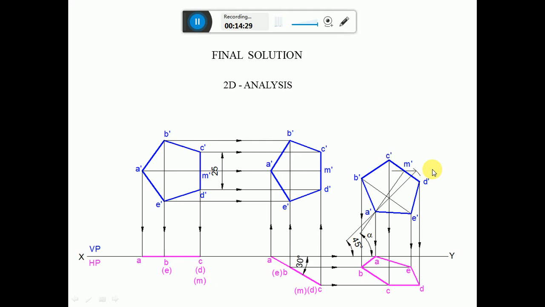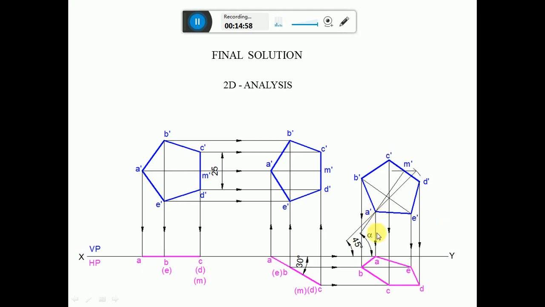Now join A dash to B dash, B dash to C dash, C dash to D dash, D dash to E dash, and E dash to A dash with a dark line. This is how we produce the third position front view, such that the perpendicular bisector is inclined at an angle of alpha with respect to HP, because we have found out the apparent declination. Now, to this we need to add the top view.